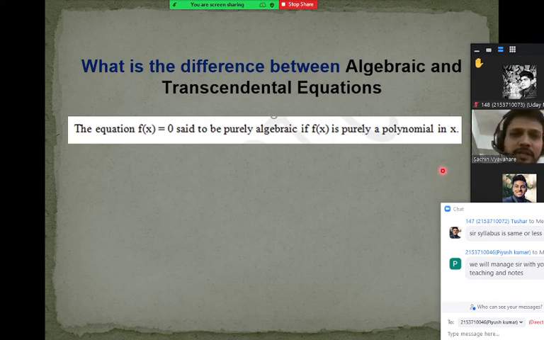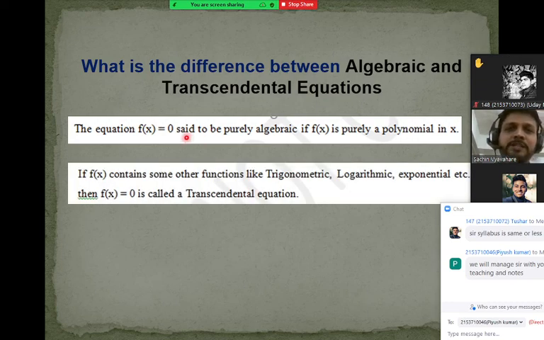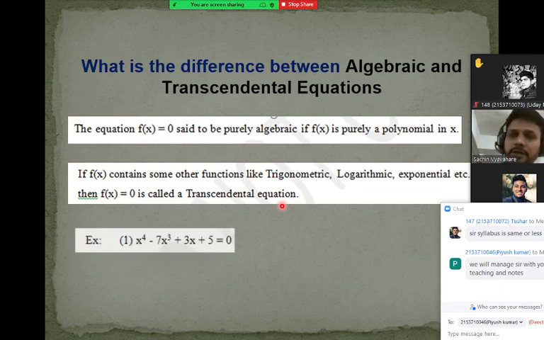So, the correct answer. The first one, an algebraic equation, is an equation in which we have the terms of x raised to n only, that is, algebraic terms only. But if that function f(x) contains trigonometric, logarithmic, or exponential terms, the equation is known as a transcendental equation.